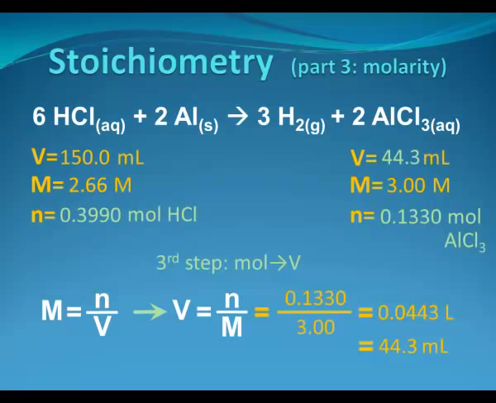To summarize, we've gone from volume to moles, then moles to moles, and in this third step, moles back to volume. 44.3 milliliters of AlCl3.